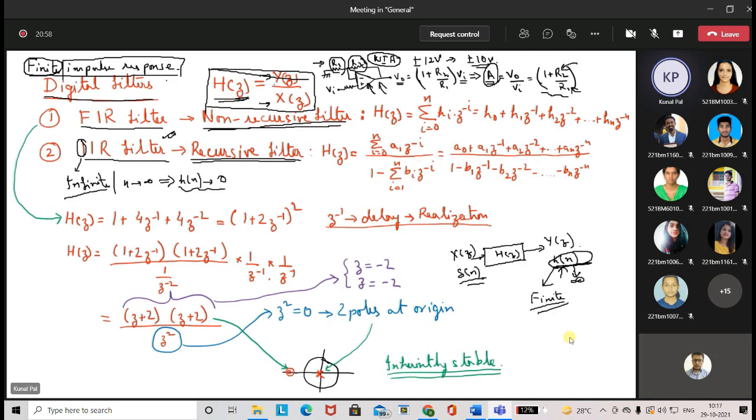When we talk about these recursive filters, here also you have to follow the design criteria very carefully. On the other hand, if you look into the non-recursive filters, they are non-feedback filters.